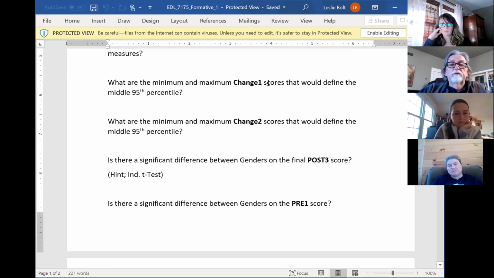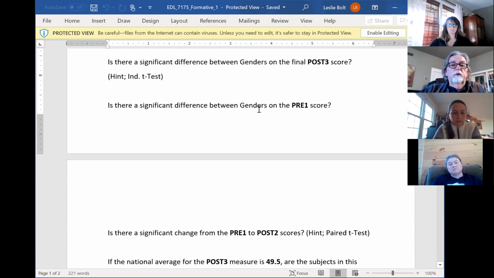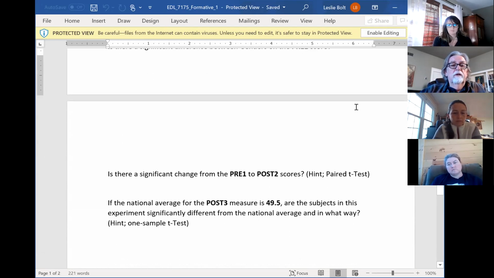What are the minimum and maximum change one scores that would define the middle 95th percentile? Remember, that's the -2 standard deviations below the mean value plus two standard deviations above. So that's just a matter of doing a little calculation there, just running descriptives and all that. And is there a significant difference between genders on the final post 3 score, independent t-test? Is there a significant difference between genders on the pre-1 score, independent t-test?